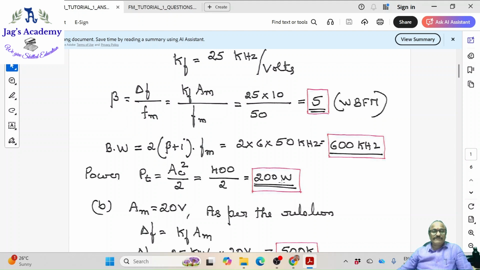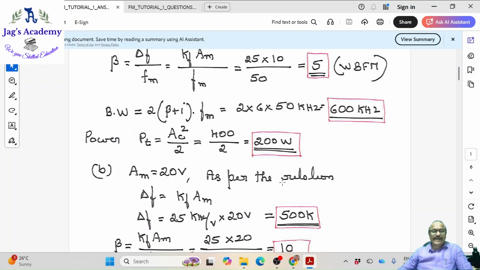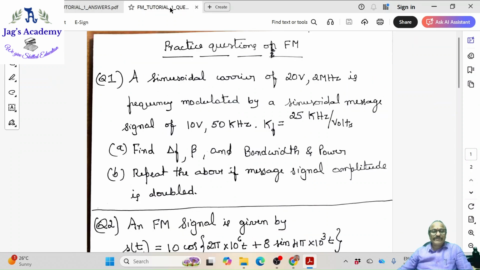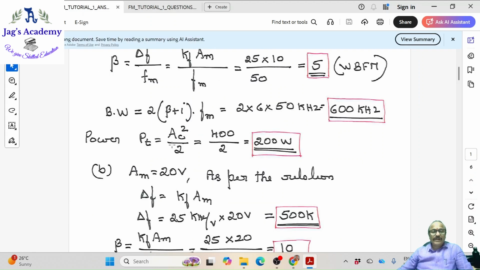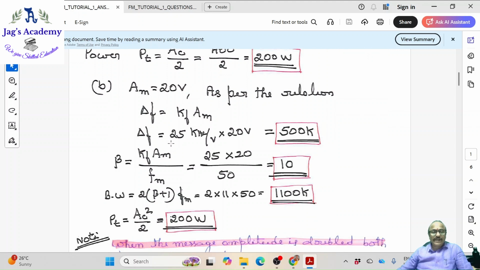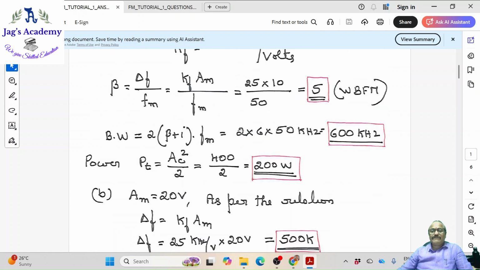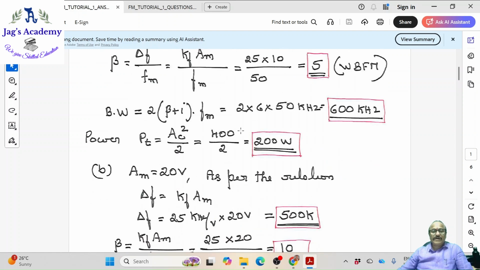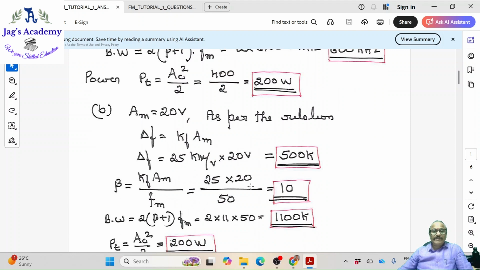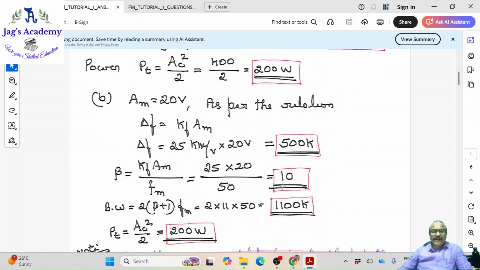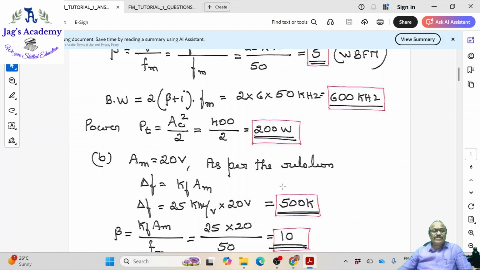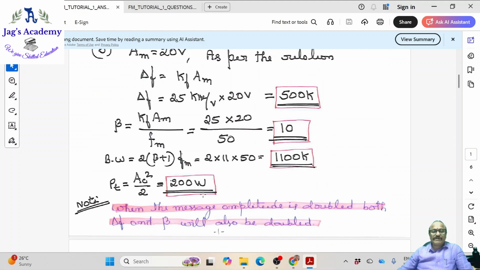Now the second part of this question, which is part B, says repeat the above if the message signal amplitude is doubled. Suppose it is doubled, if it is 20 volts, use that specification and try to solve the problem. Same formula, everything is same. See what's happening. Your delta F is doubled, and beta is getting doubled, and similarly bandwidth also is getting doubled, but power remains the same.